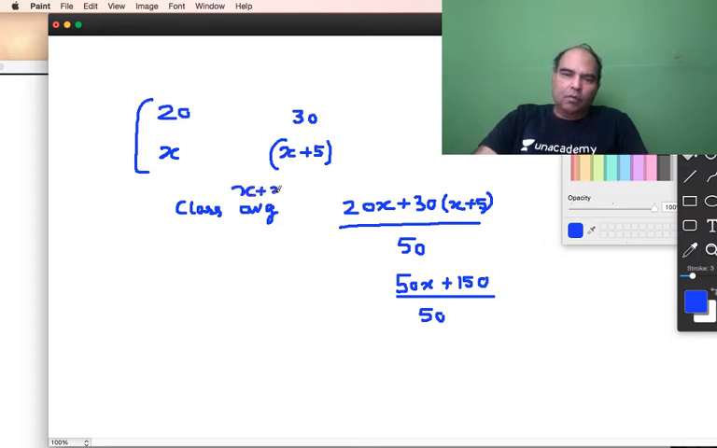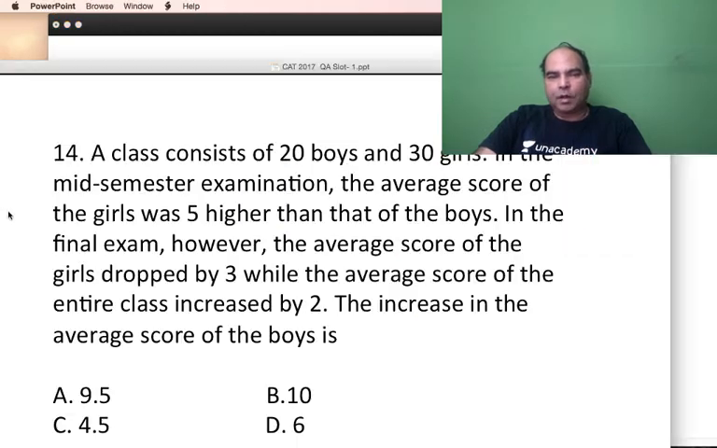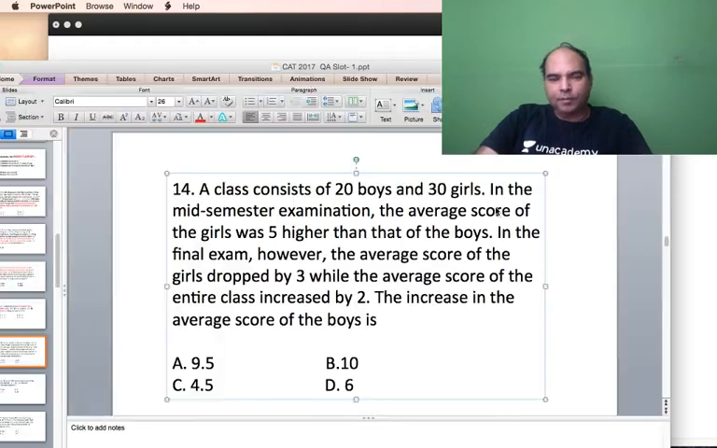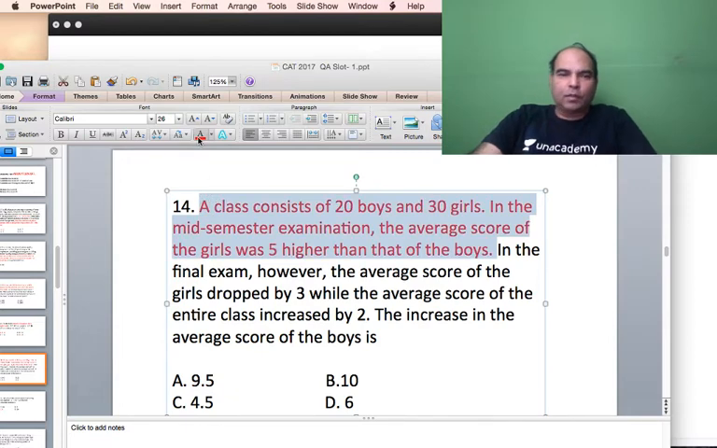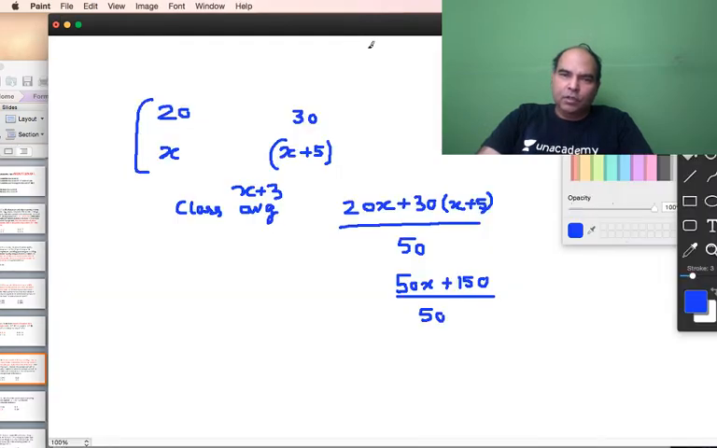Now, why are we finding the class average? At this point while reading the question, we have just reached this point of the question. And at this point there is no trigger yet. The question is not telling us to find the class average at all. There is no trigger for the class average. So why are we finding the class average here?